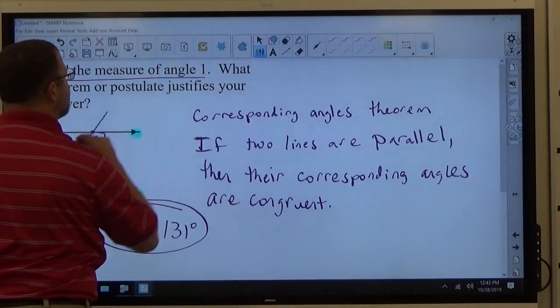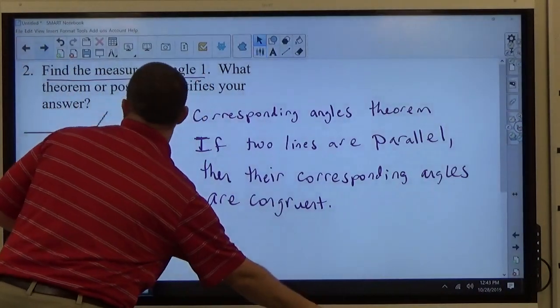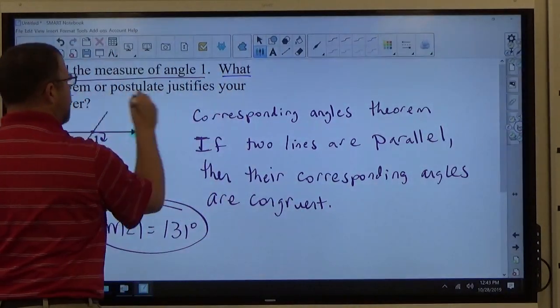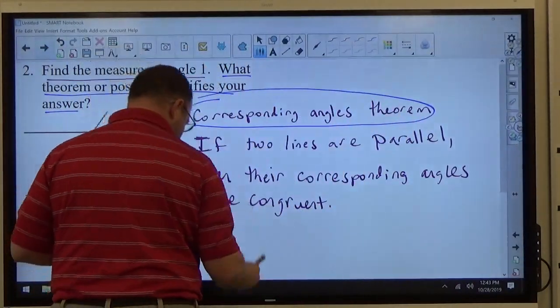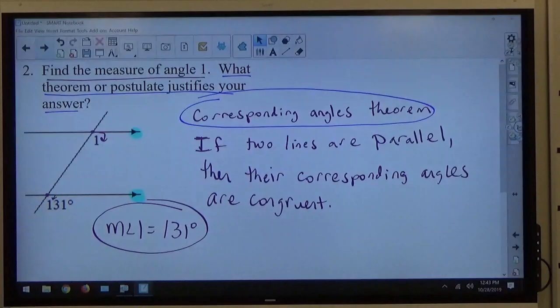Find the measure of the angle. And what theorem or postulate justifies your answer? That would be the corresponding angles theorem. And be careful with these theorems that you name them correctly. You get to use your theorem and postulate sheets, and that name should be on the sheet already.